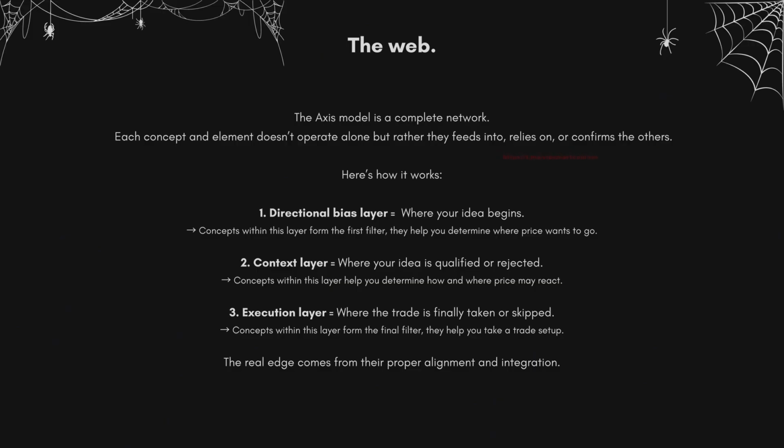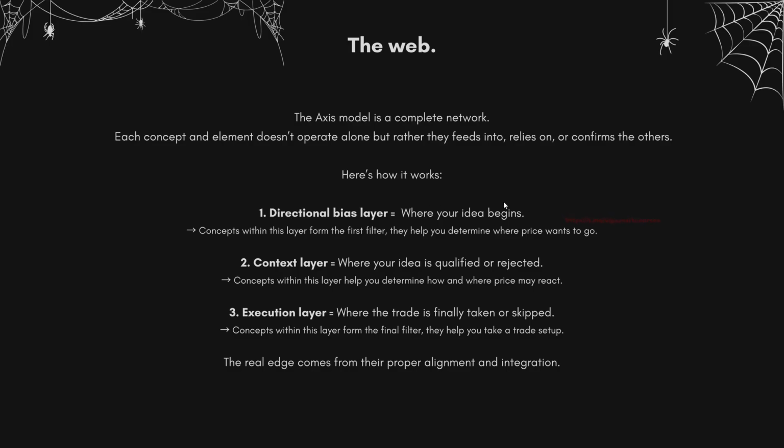Okay, so the point I'm trying to make here is that all of these concepts are connected together within this system. Now let me walk you through the different layers and the different frameworks that I've prepared, and let's see how they work. Now at the top, the first layer that we've got is the directional bias layer.